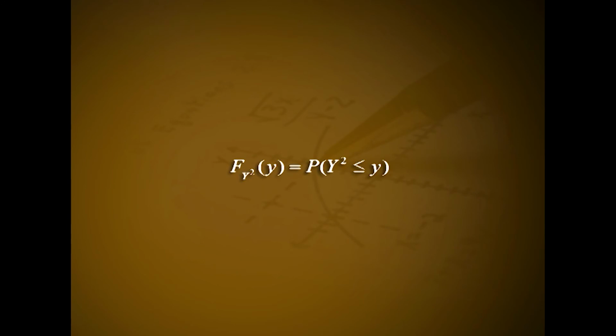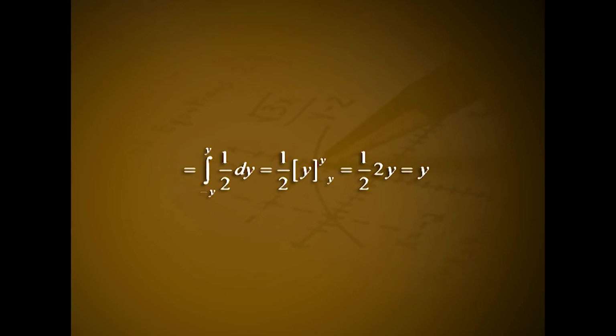Capital Fy square of y, that is equal to probability of y square less than or equal to y. That is P of minus y less than y less than plus y, that is integral from minus y to plus y f2 of y dy. That is integral from minus y to y 1 by 2 dy. That is 1 by 2 into y over the limit from minus y to y. That is 1 by 2 into 2y, that is equal to y. Thus, f x square y square of xy equal to f x square of x into f y square of y. Hence, x square and y square are independent.